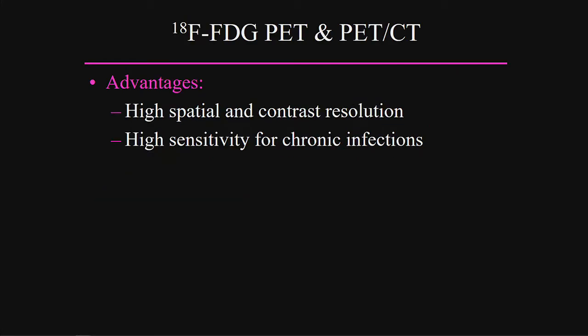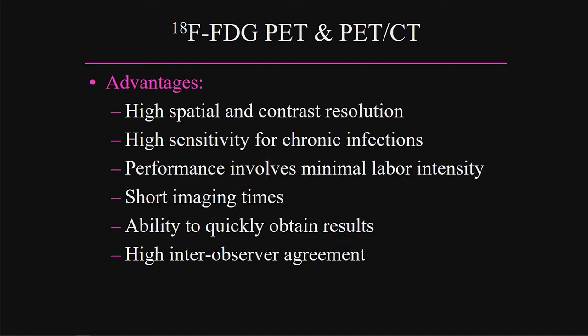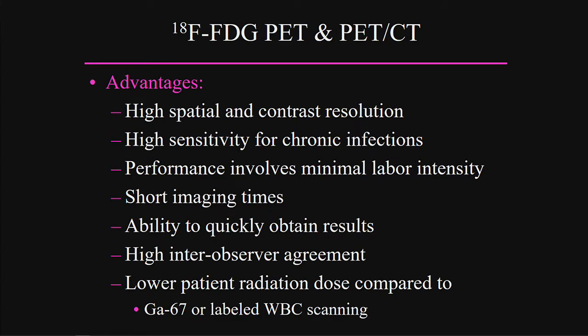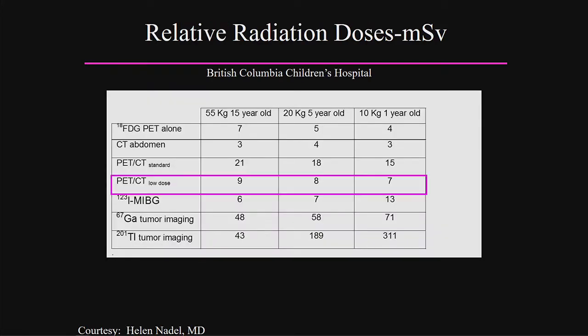There are several advantages to performing FDG PET and PET-CT, including high spatial and contrast resolution, high sensitivity for chronic infections, the fact that its performance involves minimal labor intensity, imaging times are short, so you quickly get your results, and there's high inter-observer agreement, as well as a much lower patient radiation dose compared to gallium or labeled white cell scanning, or prior modalities for evaluating infection. And here's a comparison of low-dose PET-CT and gallium tumor imaging.